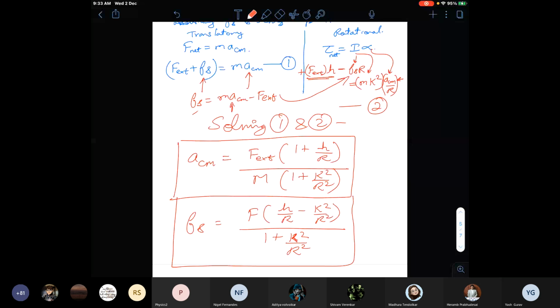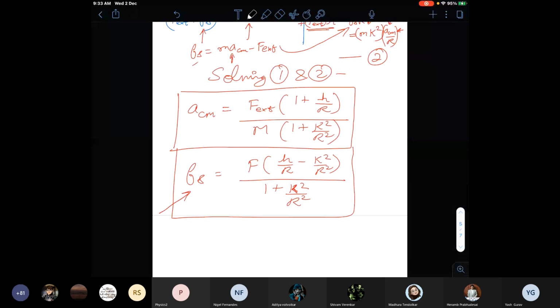Acha, now see here. One thing is important over here: if you are not able to remember the formula, it doesn't matter, but the direction of the friction force is important. And how can we calculate the direction of friction force? From the formula of friction.